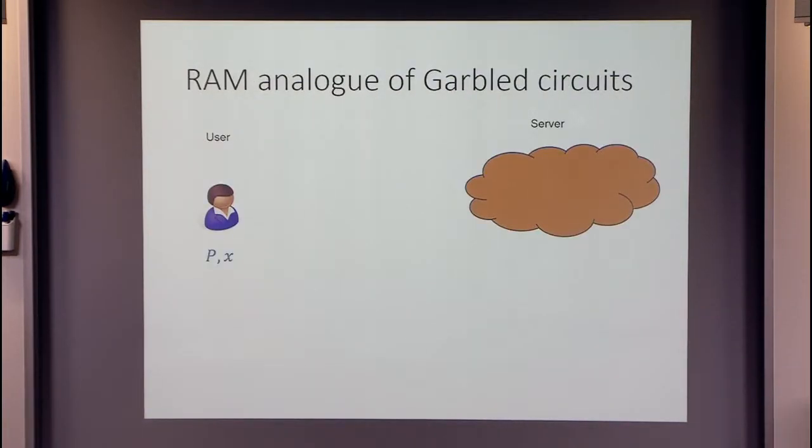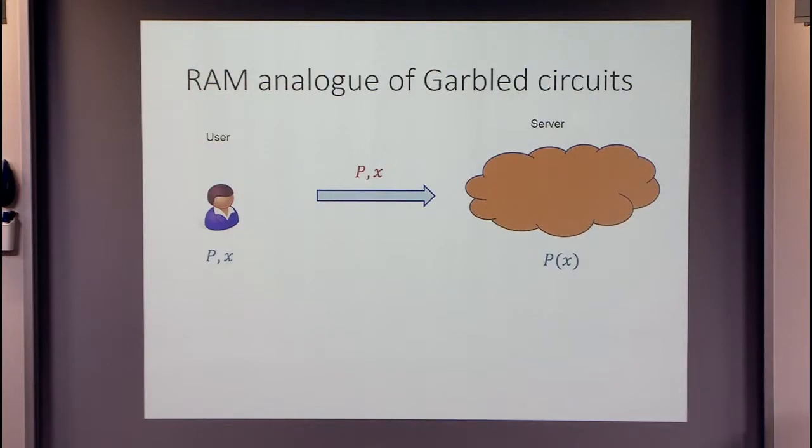So let me define the problem a little more precisely. We have a user, and he has some program P and an input X. So think of this program as a RAM program, just like Yau had as a circuit. And this user wants to send this program and the input in some garbled form. So he wants to send the garbled program and the garbled input X, denoted here in red. So this is in the clear, this is garbled, such that the server can learn P of X, the output of the program, on this input in the clear.